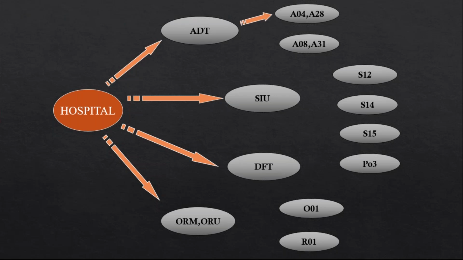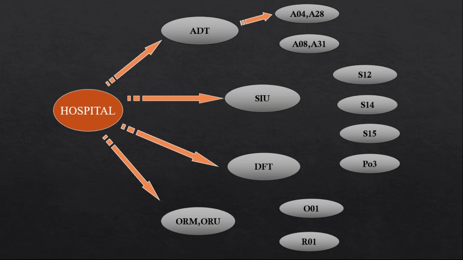A registration message will be represented with the help of A04 or A28. This is the event type. What we have seen previously, ADT is nothing but the message type, and A04 is the event type. So when we talk about a registration message, we always say that it is an ADT A04. We read it as a combination of message type and an event type, which we'll see in a while in an HL7 message, how it is represented.